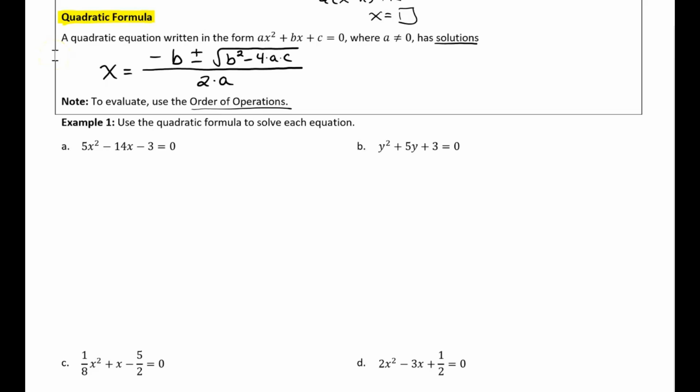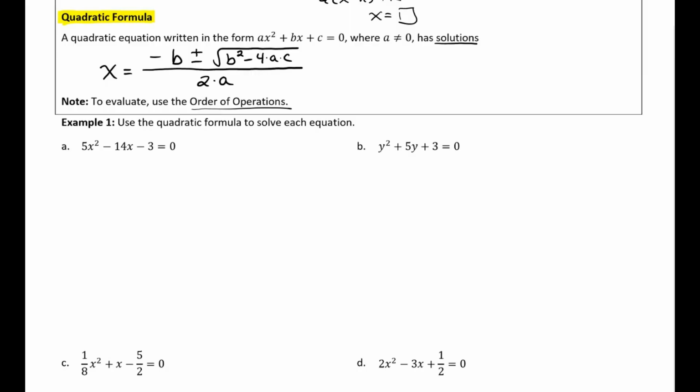Now that we have an idea of where this quadratic formula is coming from, let's try it out on some examples. Example 1, we want to use the quadratic formula to solve each equation. Part A, 5x squared minus 14x minus 3 is equal to 0.